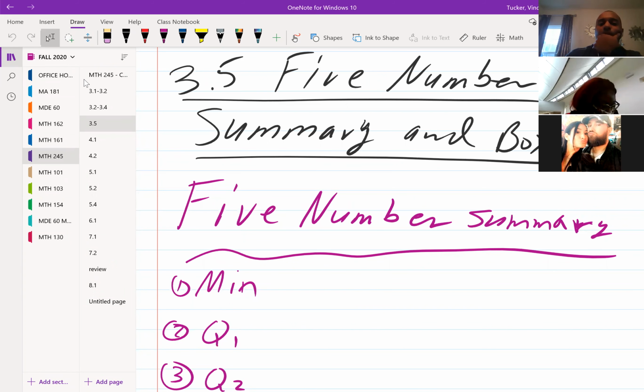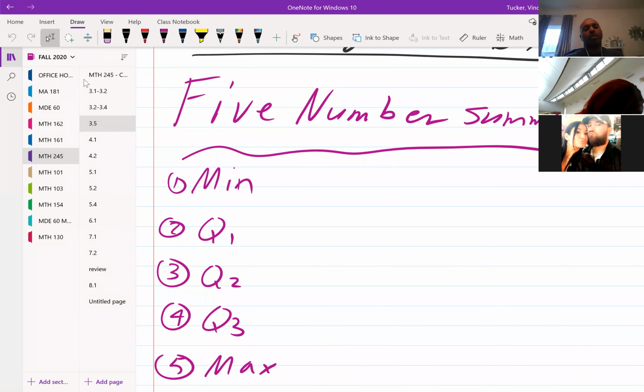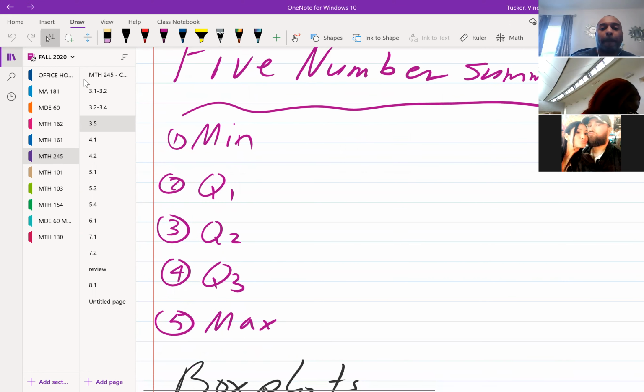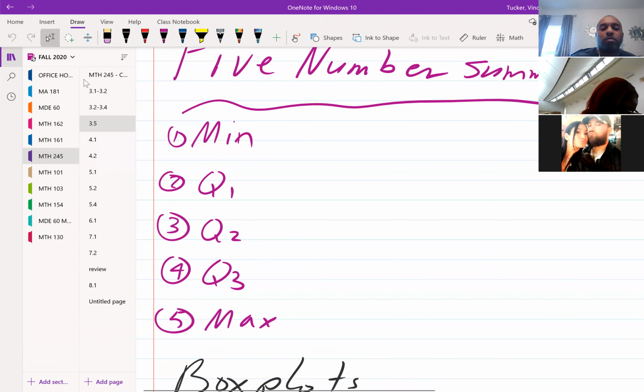All right. So your 5-number summary is your minimum, Q1, Q2, Q3, and your maximum. Like I mentioned, we've pretty much already talked about that. They just didn't call it the 5-number summary. So we saw the minimum and maximum, smallest and largest values, and then we found Q1, Q2, and Q3 through our process.